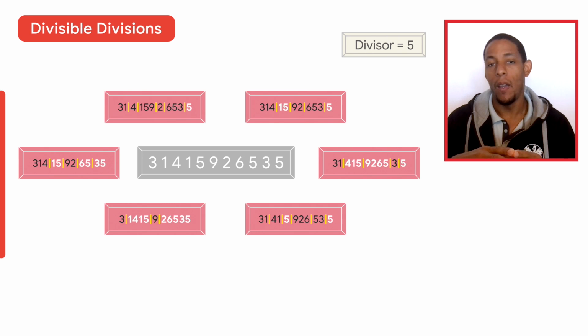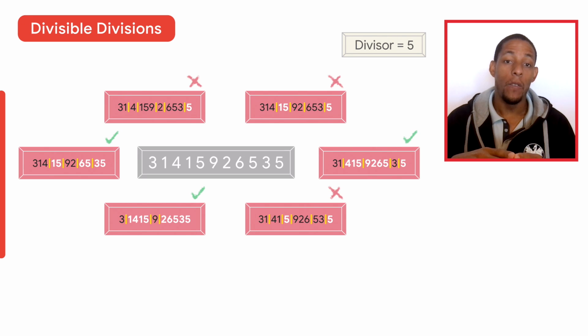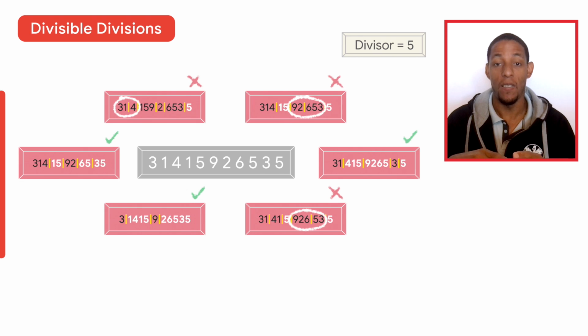That's right. So let's consider some of the ways to split the first few digits of pi and a divisor of 5. Some of those are good, some of those are bad, and we have to count the good ones. A bad splitting is one where there is at least one pair of back-to-back numbers that are not divisible by the divisor. Everything else is a good splitting.